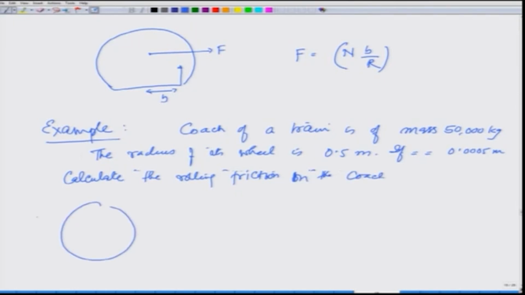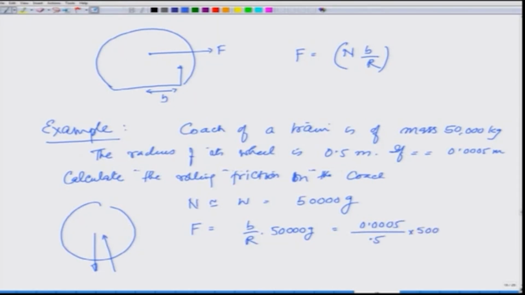So, here is the coach, here is N, which is roughly vertical, it balances W. So, N is roughly equal to W, which is 50,000 g, and therefore, the rolling friction F is going to be B by R times 50,000 g, which is 0.0005 divided by 0.5 times 50,000. I take g to be 10, and it comes out to be 500 newtons.